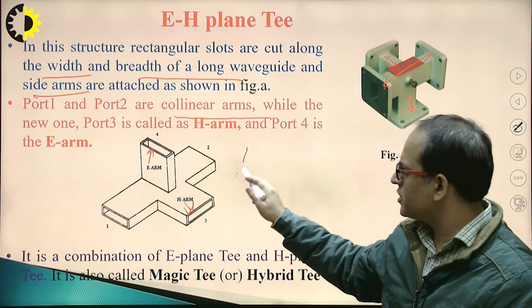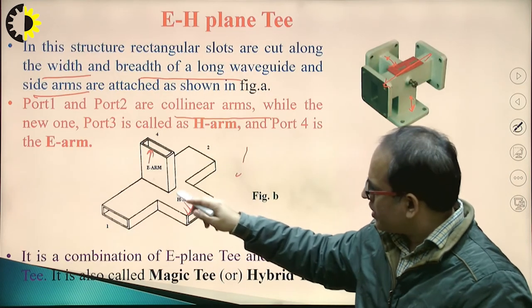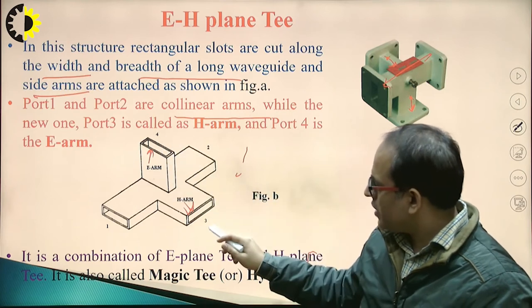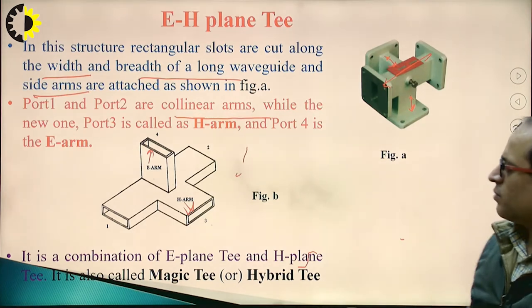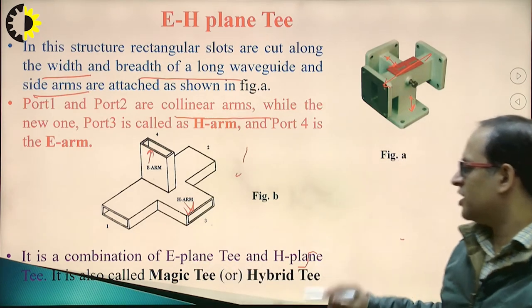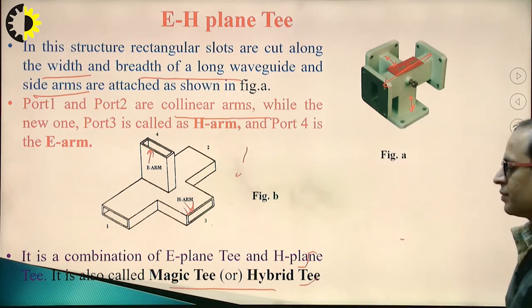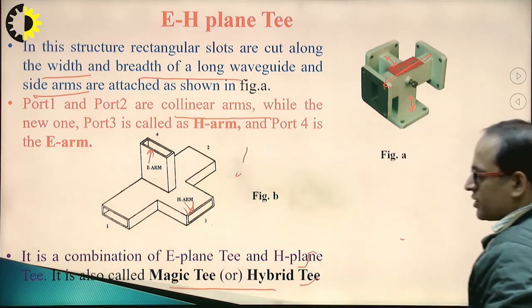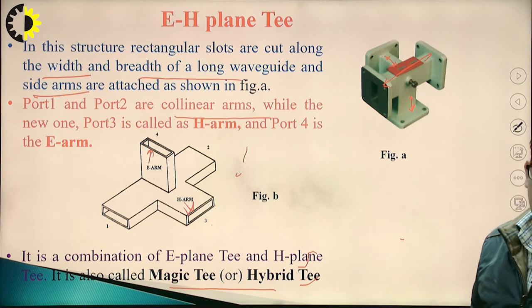From this figure, you will see that this is 1 and 2, the collinear arms. This one is port number 4, the E arm, and this is port number 3, the H arm. Clear? Now it is a combination of E plane T and H plane T. It is also called the magic T or hybrid T. Why is it known as the magic T? We will discuss why.